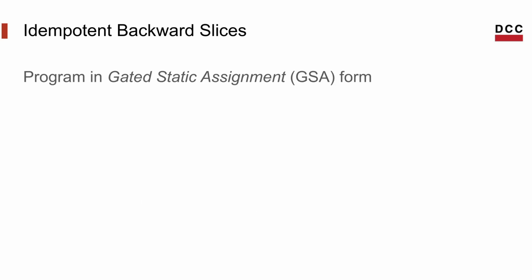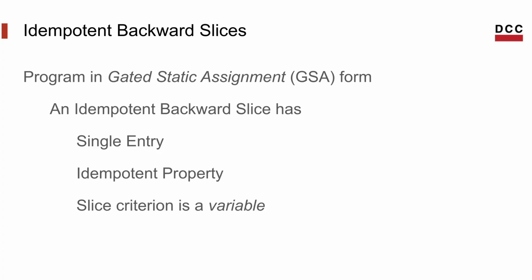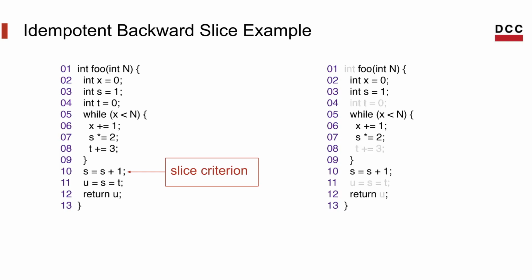Given a program in the GSA form, an idempotent backward slice has three properties: a single entry, the idempotent property, and the slice criterion is a variable, not a pair of statement and variable. For instance, let the C program in the image be our original program. Also, we select variable S on line 10 to be our slice criterion. The next thing we do is to outline only the instructions necessary to compute the value of S, just like the highlighted instructions on the right program.